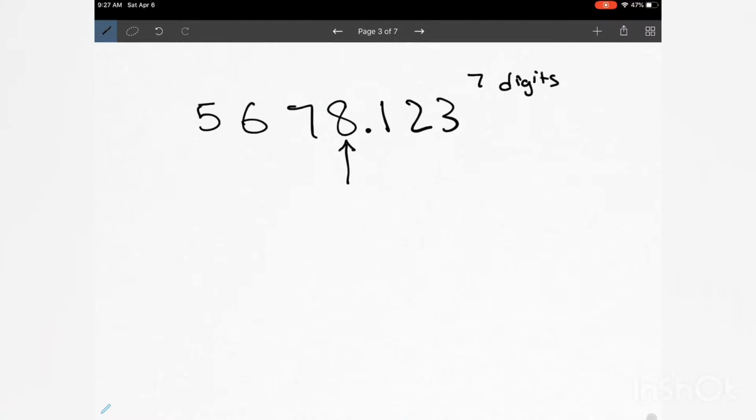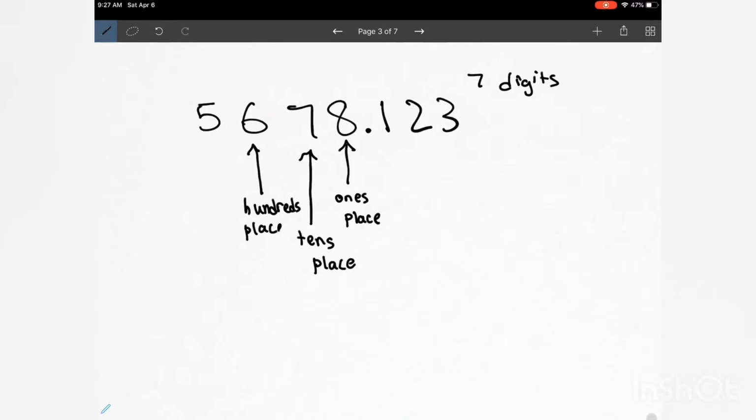This digit over here, the 8, is in the ones place. And then when we go 1 digit to the left, we go to the tens place. 1 more digit to the left and we go to the hundreds place. And finally, if we go one last time to the left, we get to the thousands place. This is really all you need to know, because with this, you can apply it on to the next number.